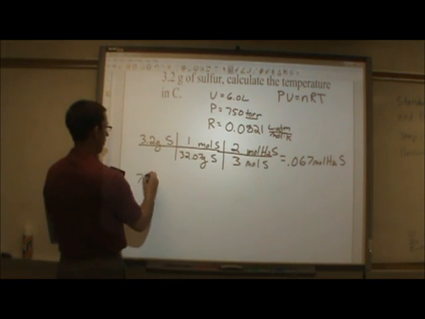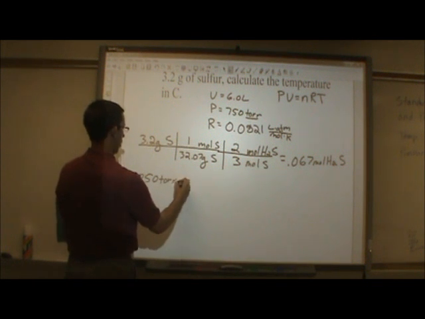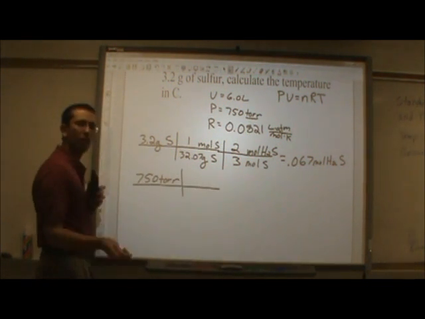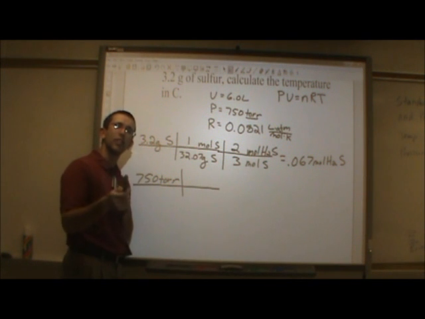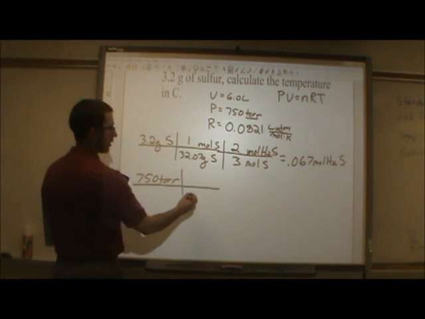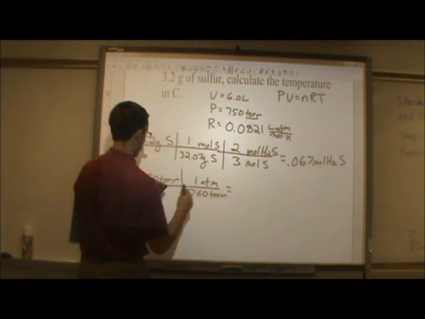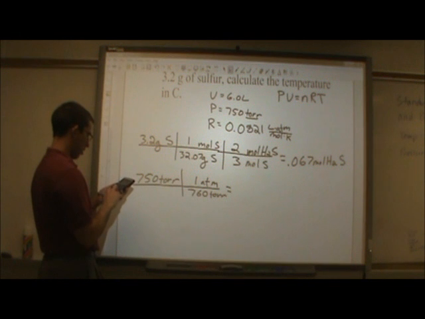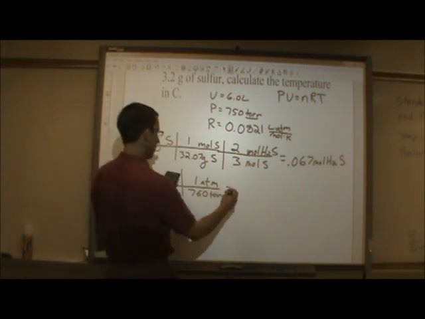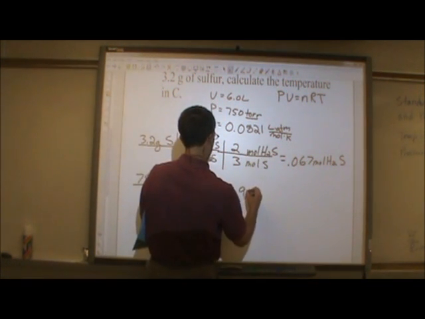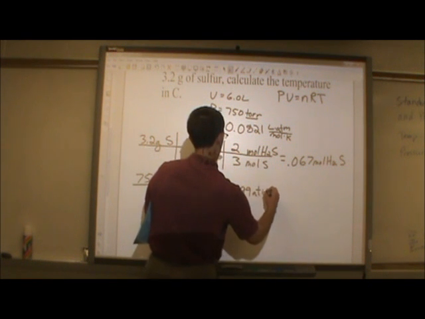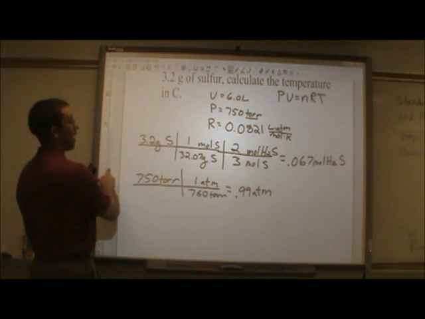So 750 torr. Your conversions are on the pressure sheet, the first one that's in your packet. There's 760 torr for every 1 atmosphere. So we'll plug that in. Keeping only 2 sig figs, I get 0.99 atm. And now we can plug in.